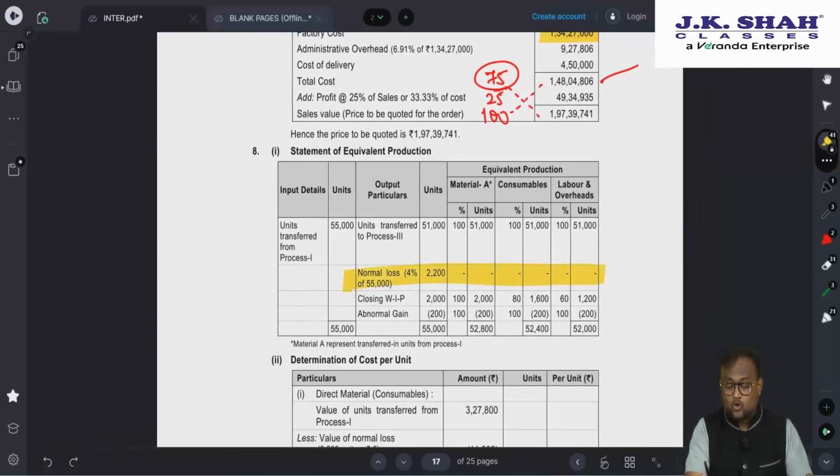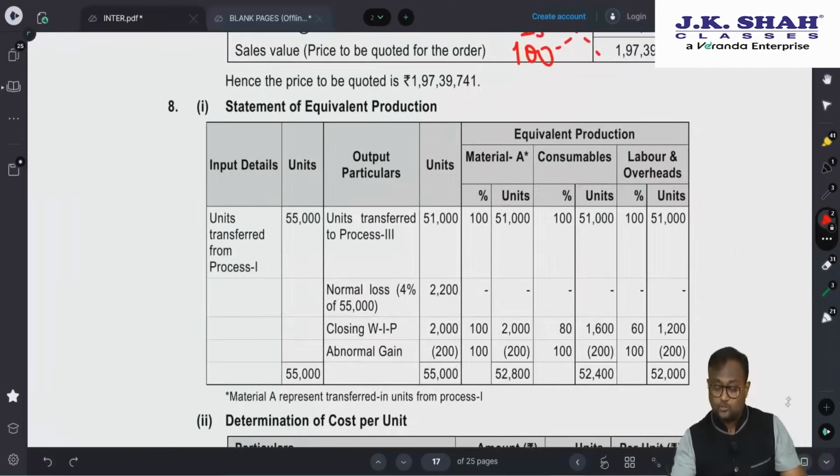Normal loss, as I always say, there is no need to even mention normal loss. Any which way you are writing a dash in all columns. You will write only those items which are to be recorded at cost, which is output, WIP and abnormal loss or abnormal gain. Nothing else should be recorded.